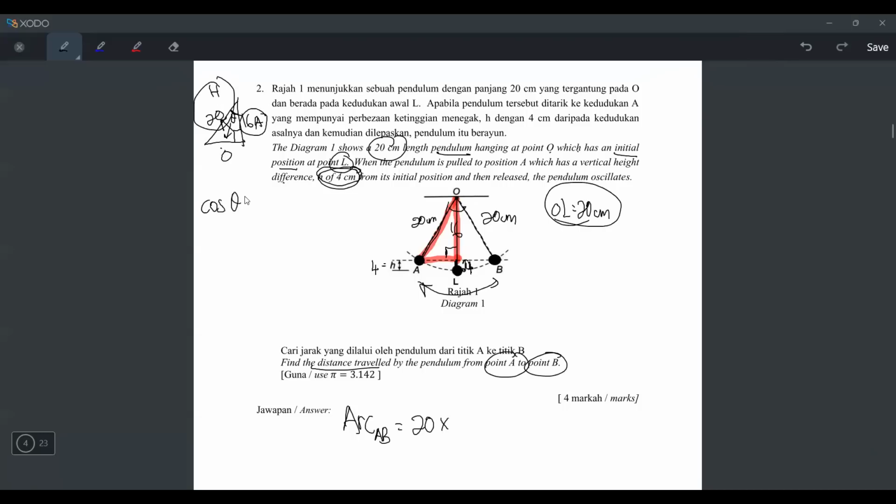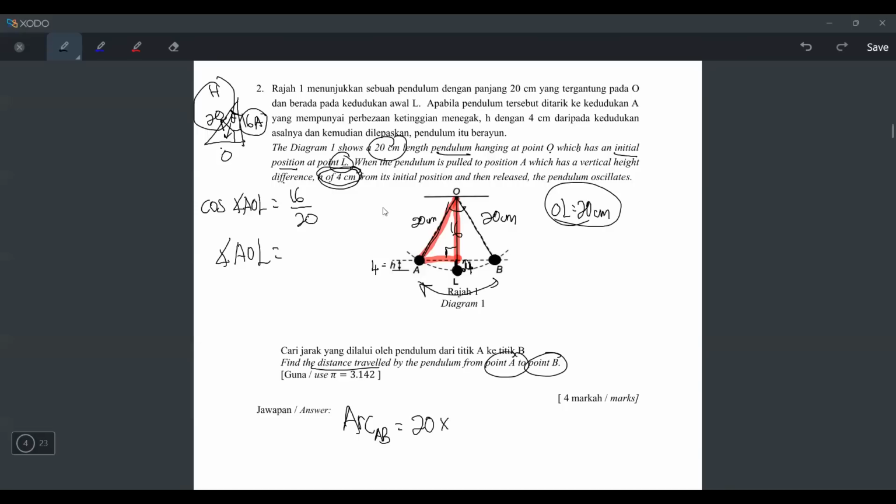So cos theta, okay, I should call it cos angle AOL. Angle AOL equals to what? Cos AOL equals adjacent 16 over hypotenuse 20. And now I will press the calculator and I will get this angle. Let's press now. Shift cos bracket 16 over 20. Okay, in degree minute it is 36 degree 52 minute.